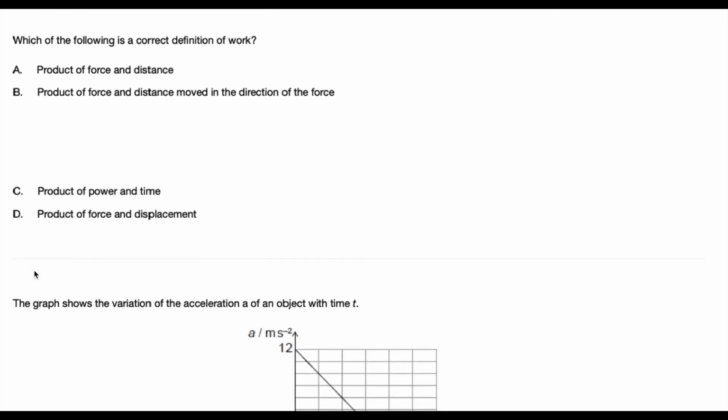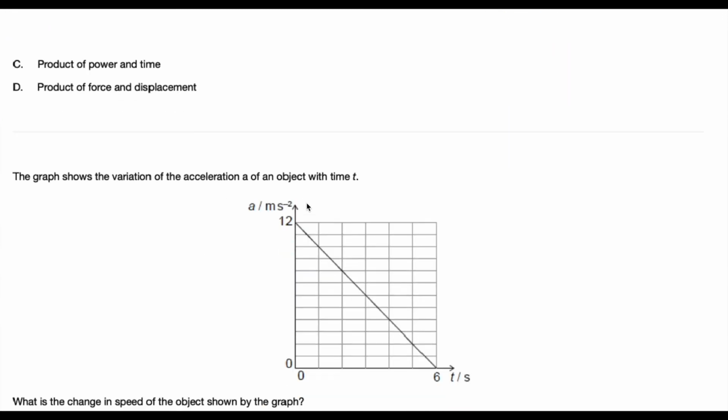Which of the following is a correct definition of work? This one is about your conceptual understanding of work. So work is equal to this equation here. So B is the correct option. Work is defined as a product of force and distance moving in the direction of the force.